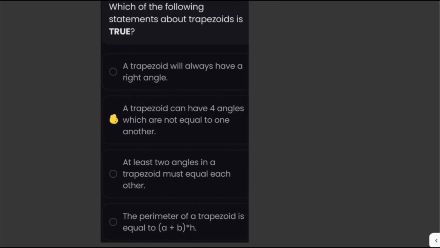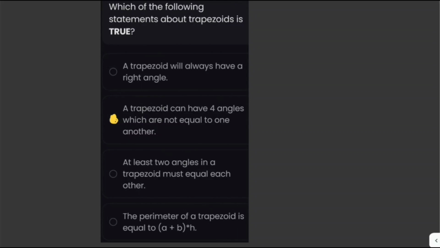A trapezoid can have 4 angles which are not equal to one another. Trapezoids do not need to have any angles that are equal to one another is correct because it is possible for a trapezoid to have 4 different angles, and a trapezoid does not always have a right angle. A right trapezoid is a trapezoid that has 1 right angle. If it is a right trapezoid, then it can have 1 right angle, but not all trapezoids have a right angle.